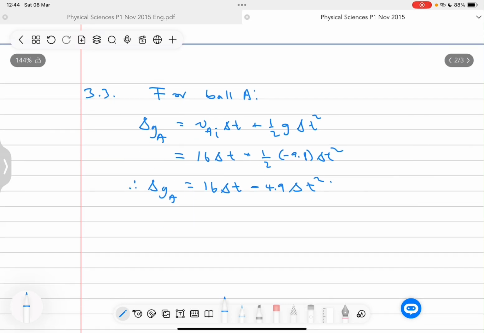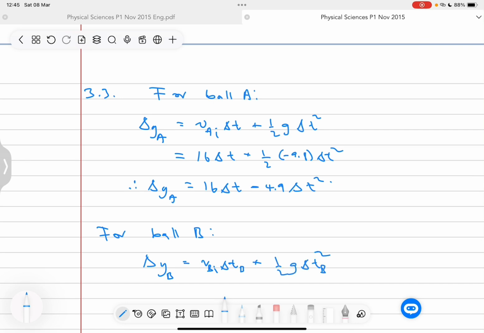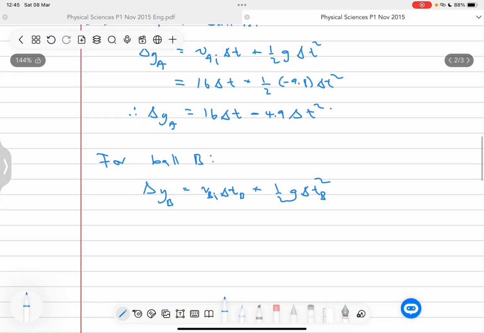Now we are going to do the same thing for ball B, where we use exactly the same equation to say the height of ball B at any time will be given by the initial velocity of B times change in time of B, plus 1/2 g change in time of B squared. Now you have to note something here on the side, that the change in time will be defined by the change in time of B minus 1. Now this minus 1 is the 1 second here.